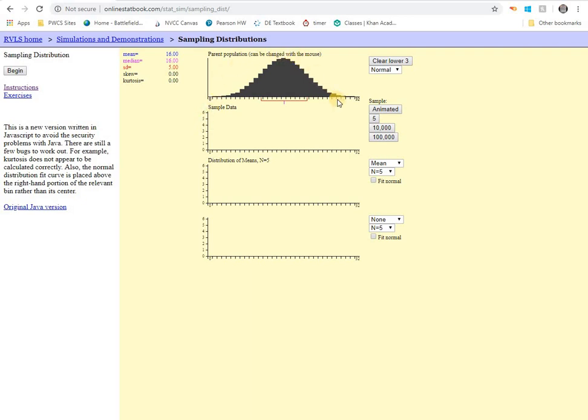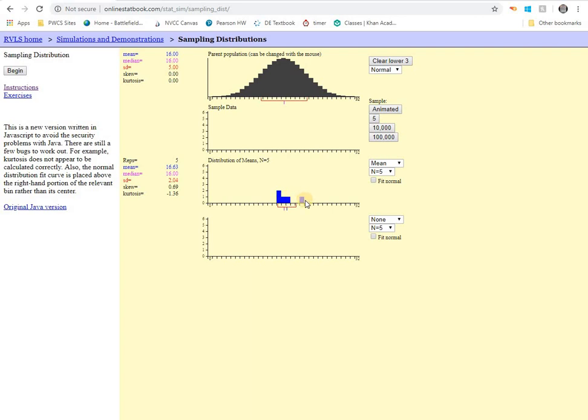So here I have an actual population. This is everybody that I'm interested in. What would a number from a population give me? Is that a parameter or a statistic? Populations have parameters. My parameters for this population: I have a mean of 16, an average of 16, and a standard deviation of 5. It's not skewed. Don't worry about kurtosis. What I'm going to do here is take a sample of size 5.